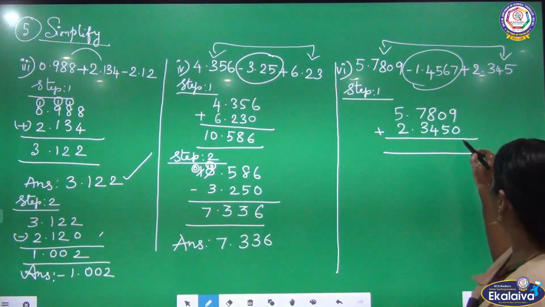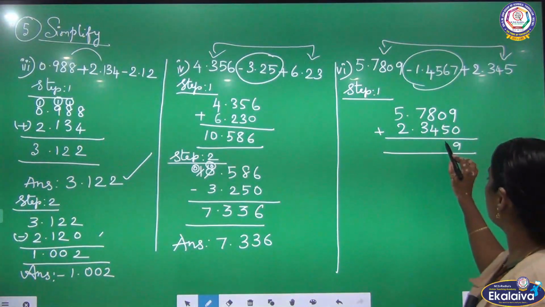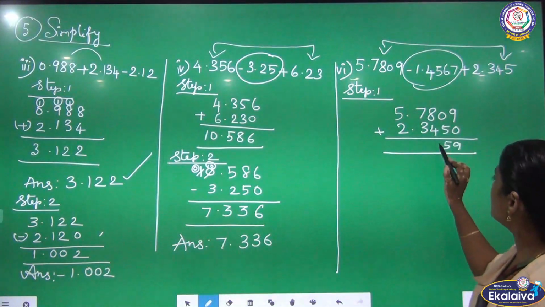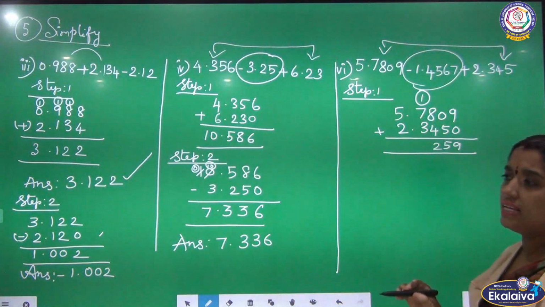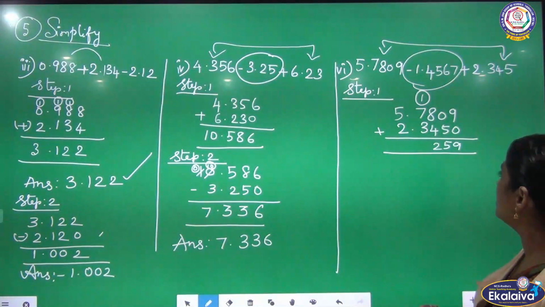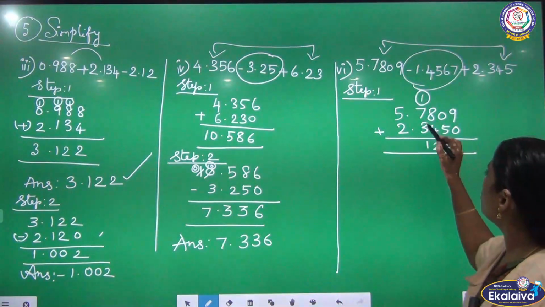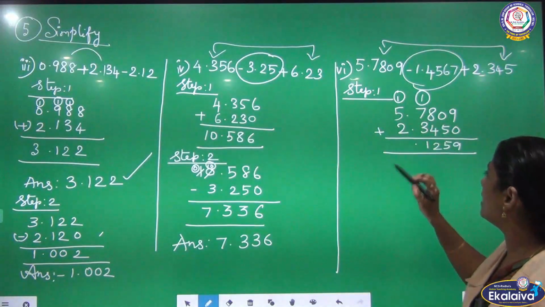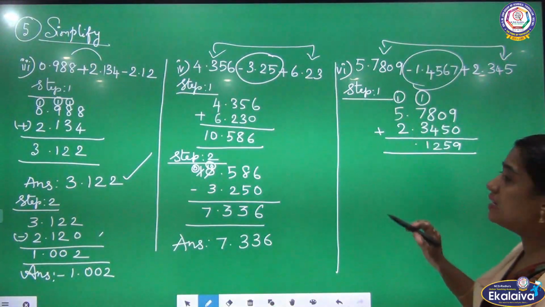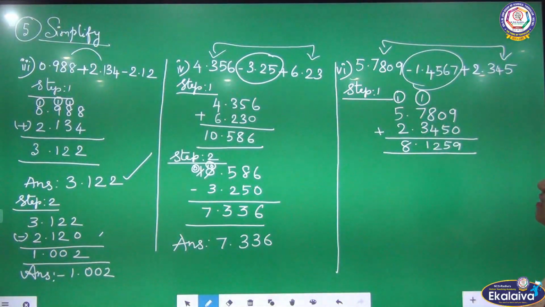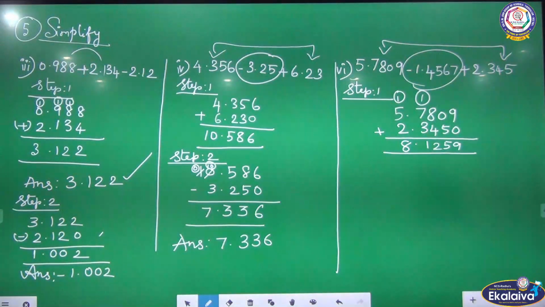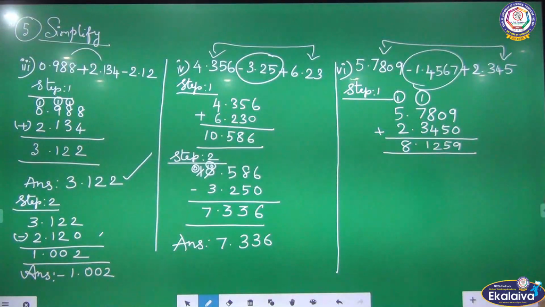So just you add these 2. Okay. 9 plus 0, 9. 0 plus 5, 5. 8 plus 4 is 12. 1 carry over. 1 plus 7 is 8. 8 plus 3 is what? 11. So 1 carry over, keep a dot as it is, and 5 plus 1 is 6. 6 plus 2 is what? 8. Is it clear? My step 1 is over. Now I will move on to step 2.